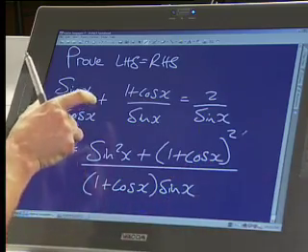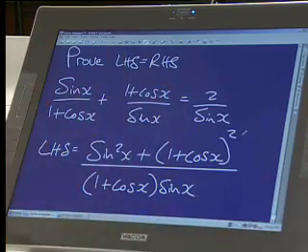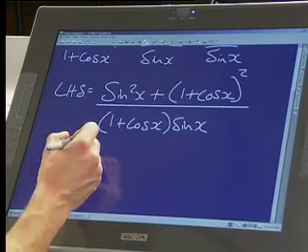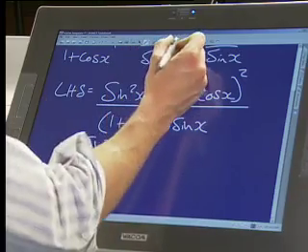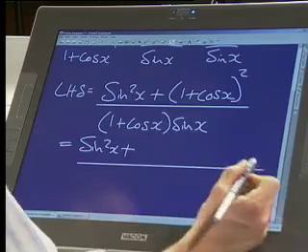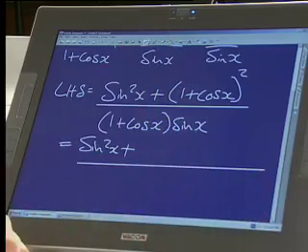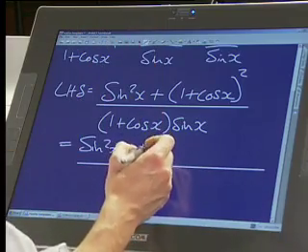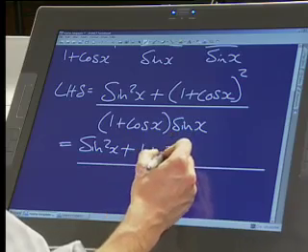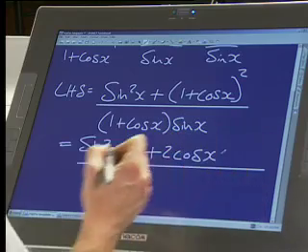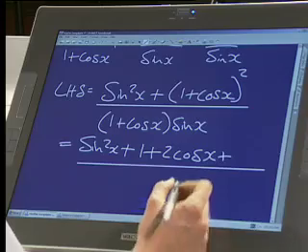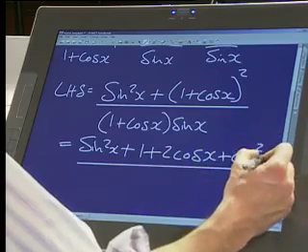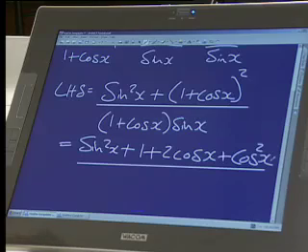In other words, I need to times that whole thing by that and that whole thing by that. Okay, let's simplify the top. So I have sine squared x plus, FOIL this out for me. Multiply out the brackets for me. It's 1 plus 2 cos x plus cos squared x. Good, I like it. Okay, well done. You're doing very well.